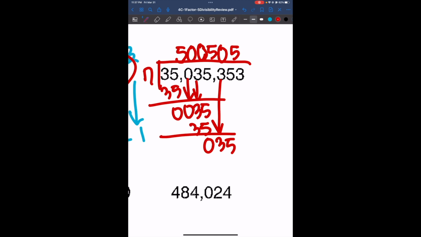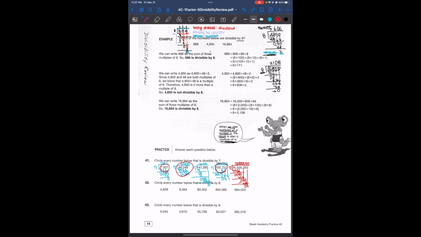Since it's 7 times 5 equals 35. And so we have that. 3 is still 0. 7 cannot go into 3, so we still write a 0 here. And since we have a remainder, it's not divisible by 7.